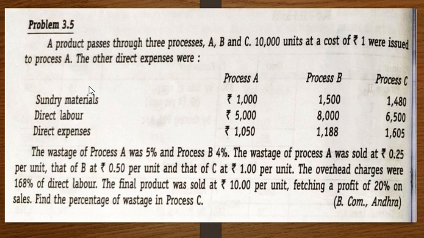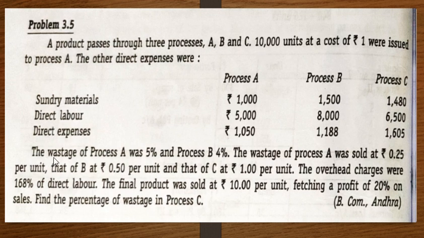Problem number 3.5. The question is: a product passes through three processes, which are A, B and C. 10,000 units at a cost of rupees 1 were issued to process A. The other direct expenses given here are sundry materials, direct labor and direct expenses for all the three processes. The input for process A is 10,000 units. The output of process A will be the input for the B process. The output of B process will be the input for C process. The output for C process will be a finished product.